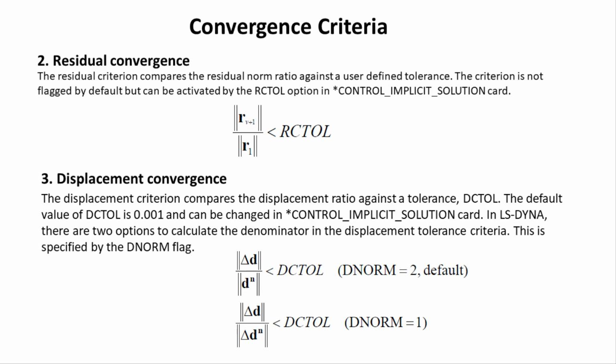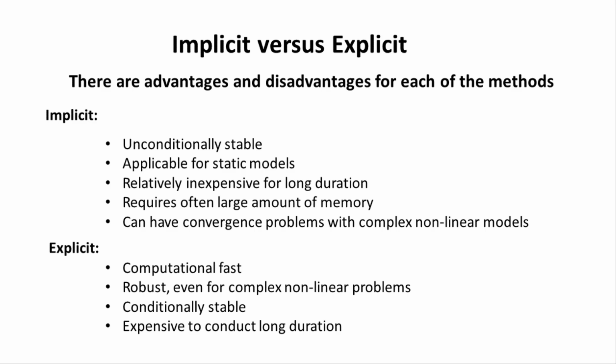The displacement criterion compares the displacement ratio against a tolerance, dctol. The default value of dctol is 0.001 and can be changed in the *CONTROL_IMPLICIT_SOLUTION card. In LS-DYNA, there are 2 options to calculate the denominator in the displacement tolerance criterion. This is specified by the dnorm flag. dnorm equals 2 is the default, which uses total displacement and becomes less strict as total deformation increases. dnorm equals 1 uses displacement in the current step, and can often use a larger dctol. There are advantages and disadvantages for each of the methods.